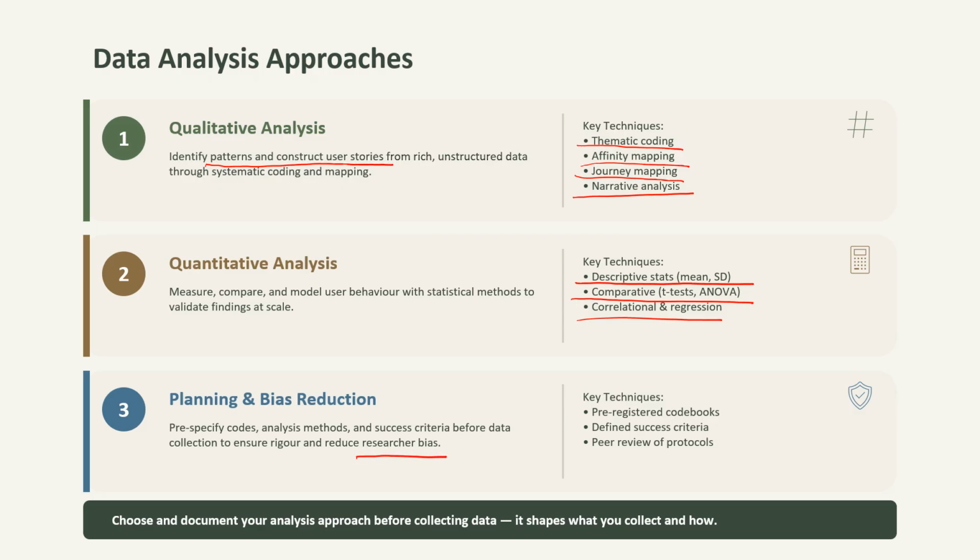Now, some of the key techniques for this particular activity are: we have pre-registered code books where we enter all the codes that we will be using. We can also create a defined list of success criteria. I will also use peer review of protocols. So I created the protocols, then I will get it reviewed by 2 or 3 reviewers, and then I will see whether there is consensus. Wherever there is lack of consensus, I will try to do modifications in that protocol in order to avoid researcher bias.